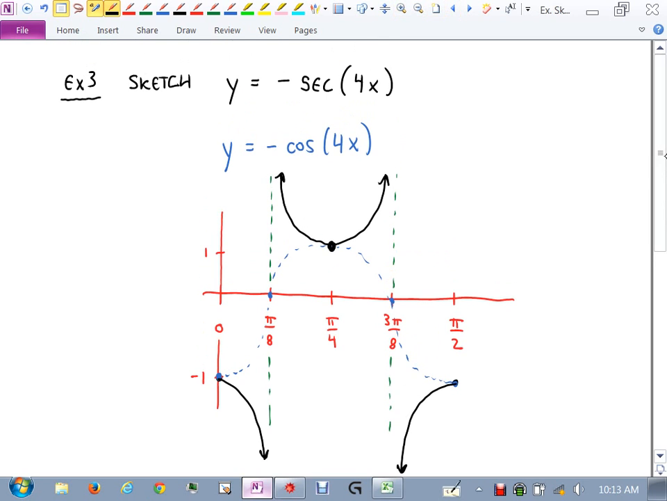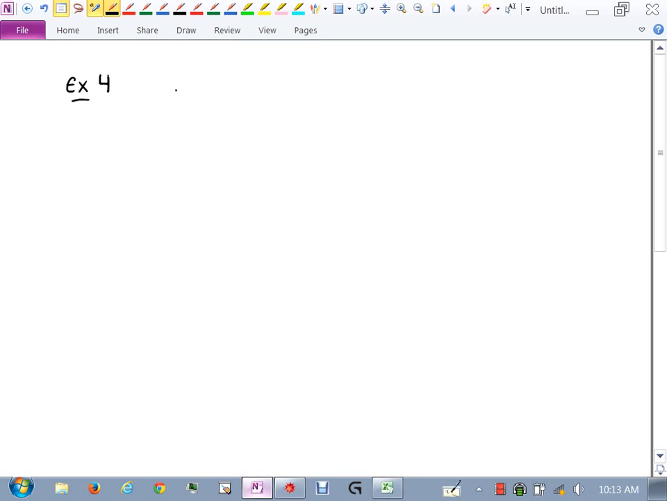Next idea. How about an example? I'm going to make this an example, but I'm actually now talking about tangent. Example 4. Let's try to graph y equals tangent x. Well, tangent by definition is the sine divided by cosine, sine over cosine.